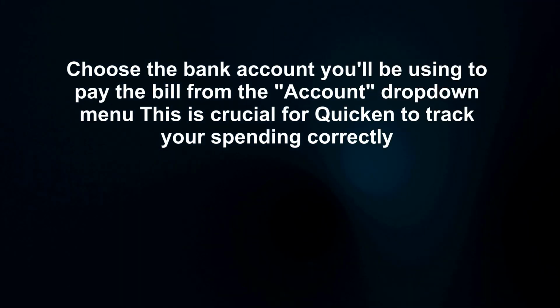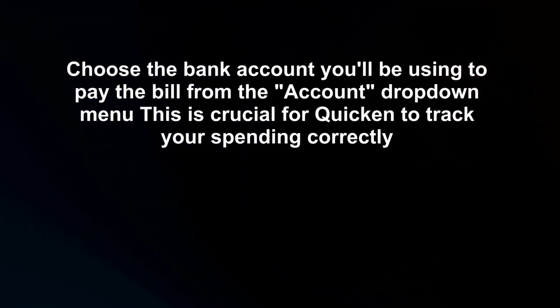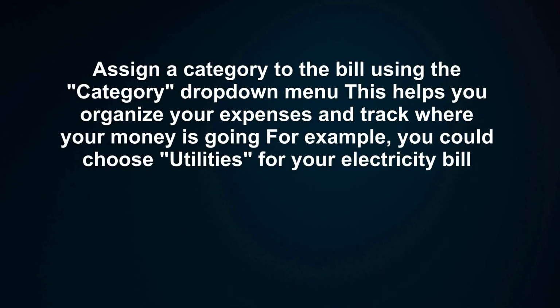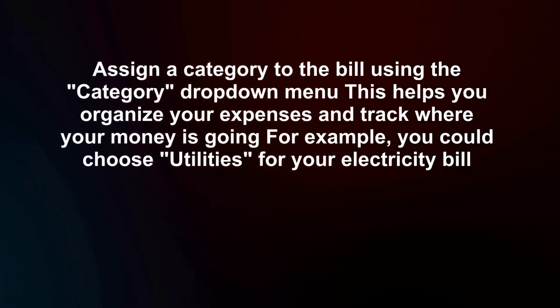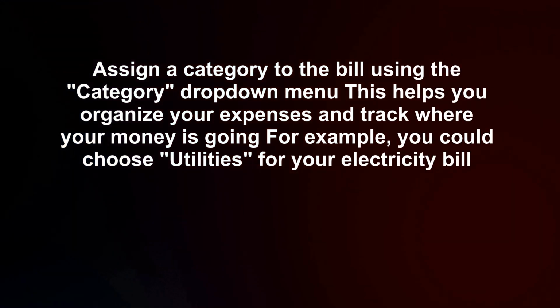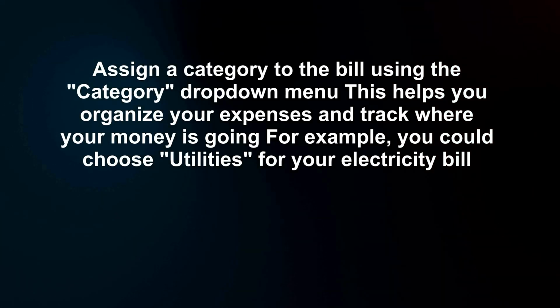Choose the bank account you'll be using to pay the bill from the Account drop-down menu. This is crucial for Quicken to track your spending correctly. Assign a category to the bill using the Category drop-down menu. This helps you organize your expenses and track where your money is going. For example, you could choose utilities for your electricity bill.